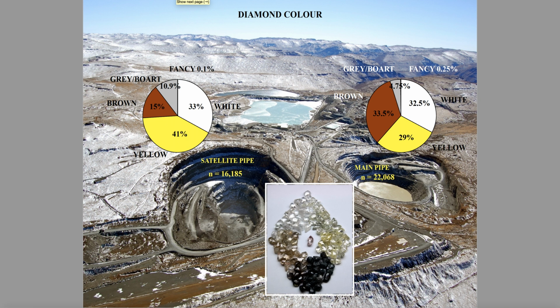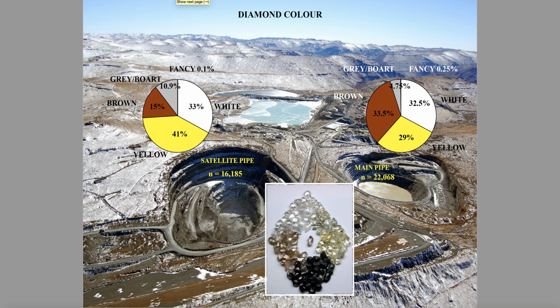And therefore we have now in the satellite pipe 33% of white diamonds, 41% of yellow diamonds, 15% of brown diamonds, and 10.9% of gray and boart diamonds. And gray and boart diamonds, I mean nobody is buying a gray diamond. And then you have this very small number of 0.1% of these really fancy diamonds.